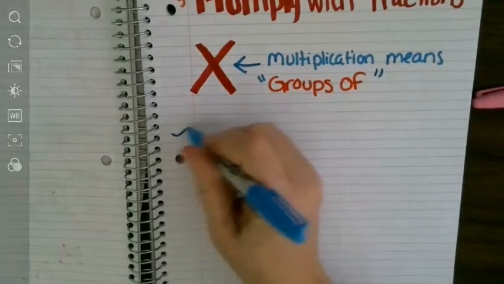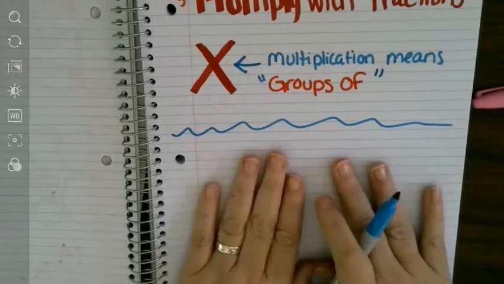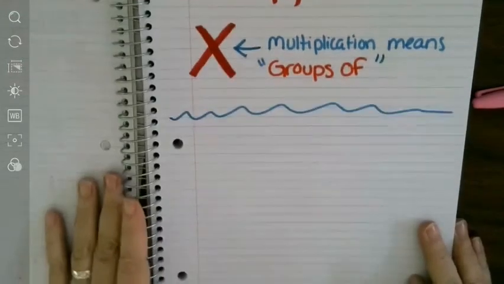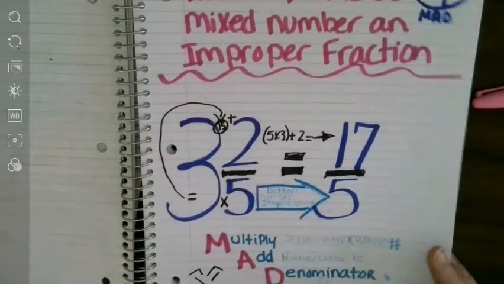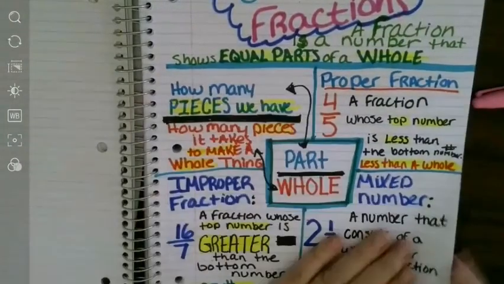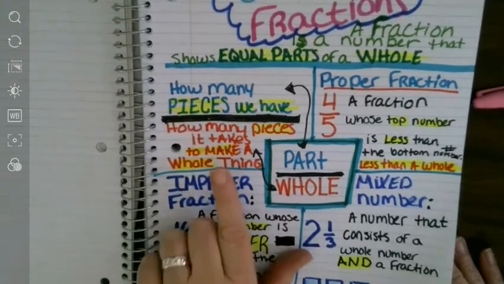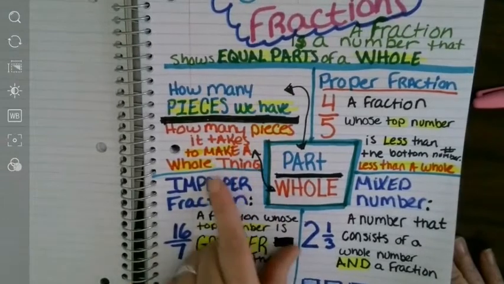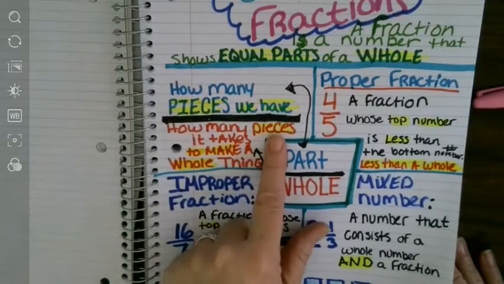All right, so then after you do that, we're going to draw a model of what multiplying with a fraction would look like, okay? Let's review what we know about fractions before we continue, if you want to pull up that prior knowledge. If I go back to our fraction page, we're going to talk about the bottom number. The bottom number tells us how many pieces it takes to make a whole thing. And the top number tells us how many pieces we have. Okay? So let's remember that.